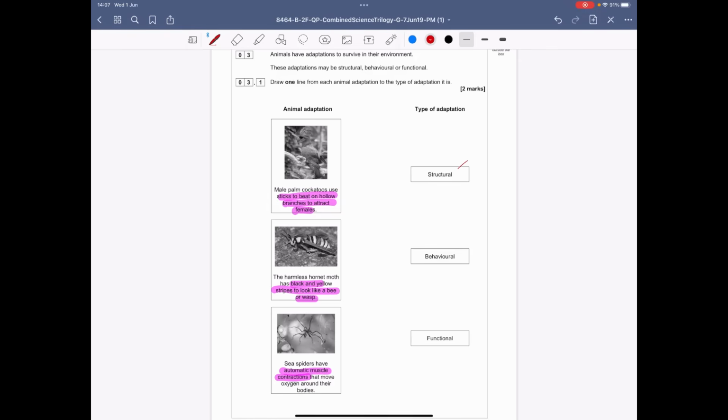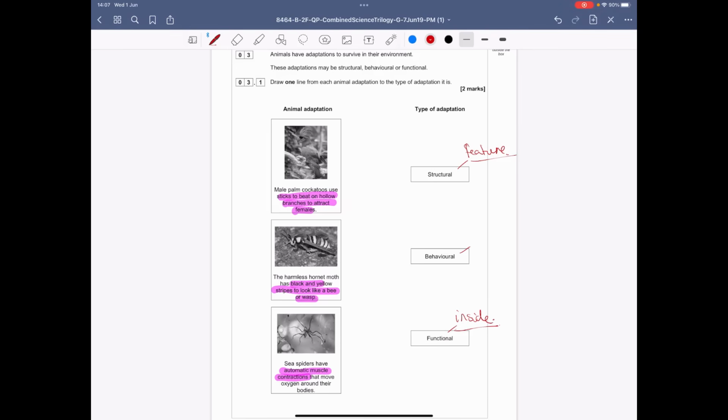Now a structural adaptation is a specific feature. So what you can physically see, like claws on an animal. A behavioural adaptation, well, that's self-explanatory, is how an animal behaves or works with others. And a functional adaptation is what happens inside the organism's body.